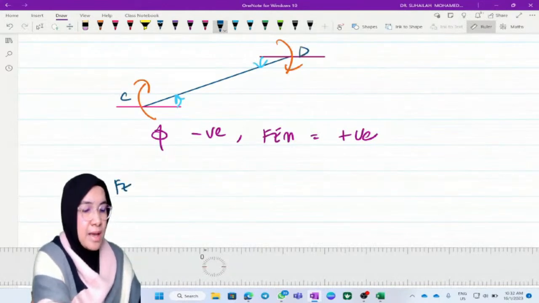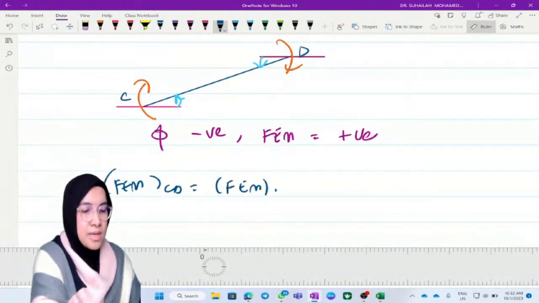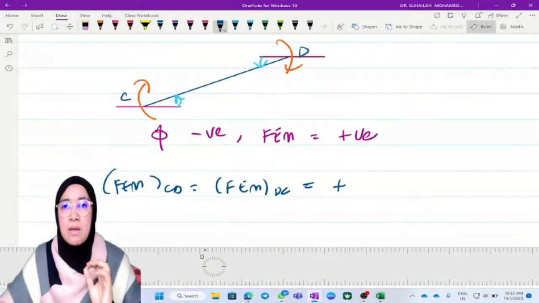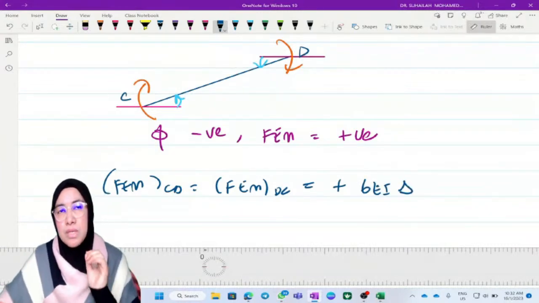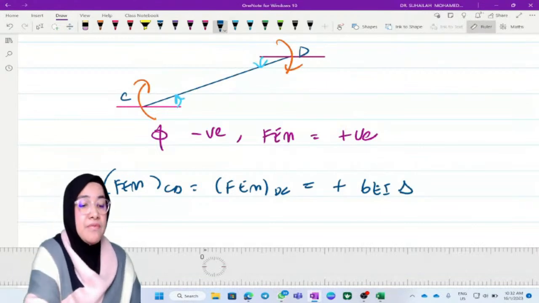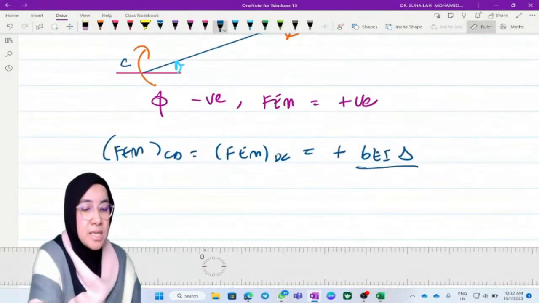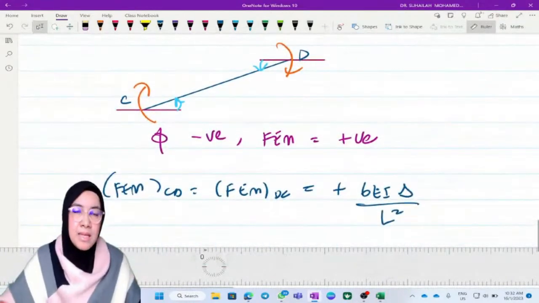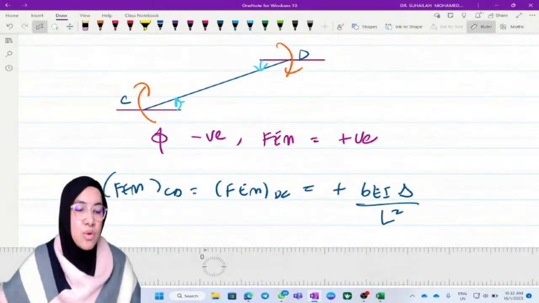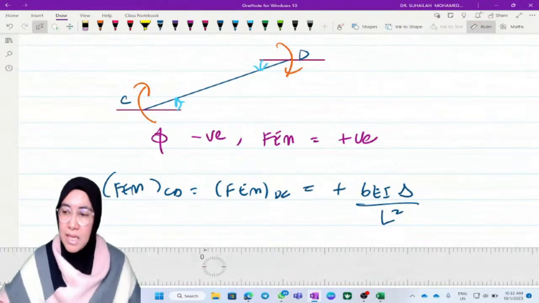So FEM for CD equal to FEM for DC, and this is equal to positive 6EI delta, where delta is 0.003, divided by L squared for CD. So we use this formula in Excel again.